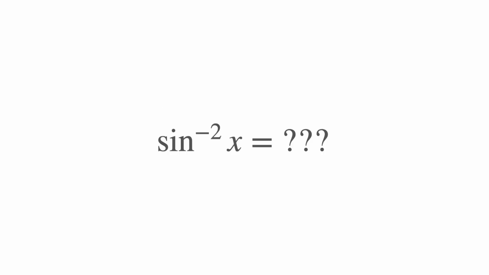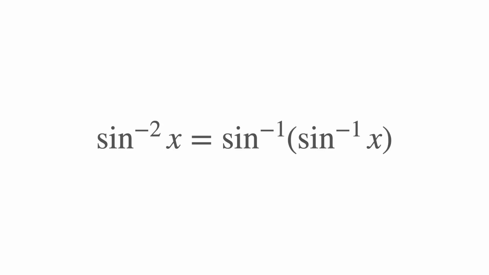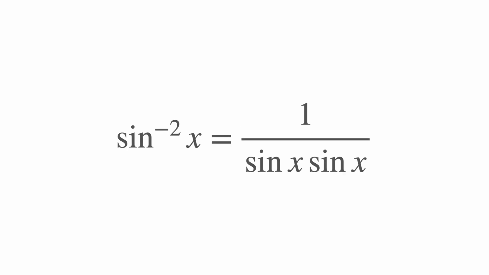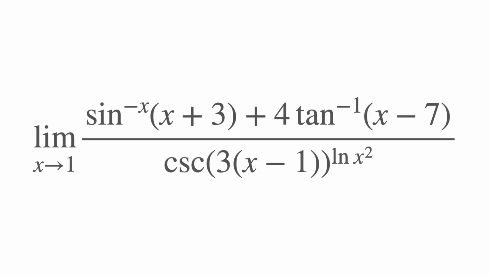So let me ask you, how should we interpret sine -2x? How should we do it? Should we do it like this? Or should we do it like this? Or like this? Or this? Which way should we do it? What if it's something complicated like this? I don't want to stare at this thing for half an hour to interpret this. I don't want to do that.